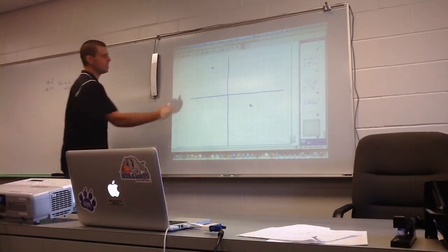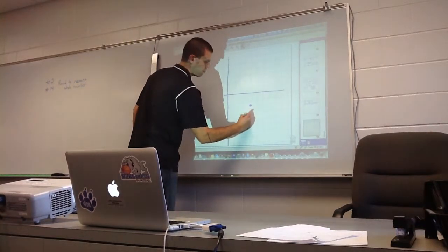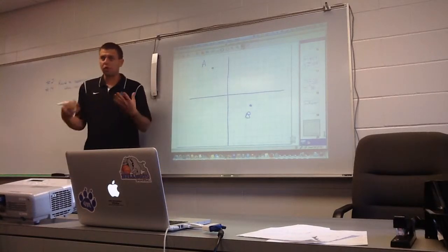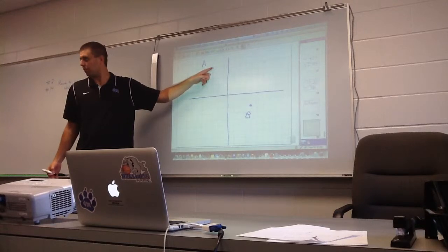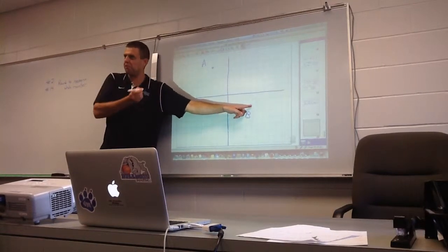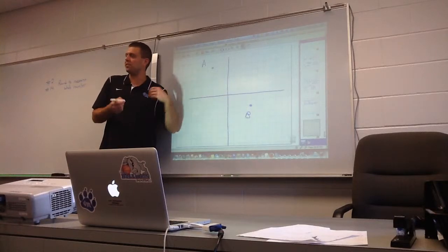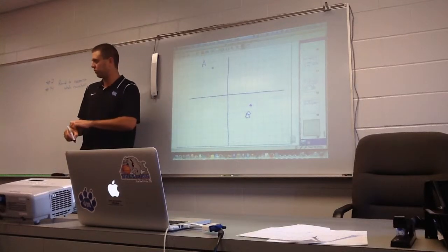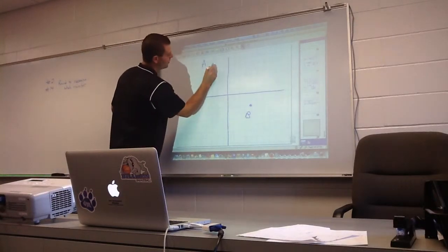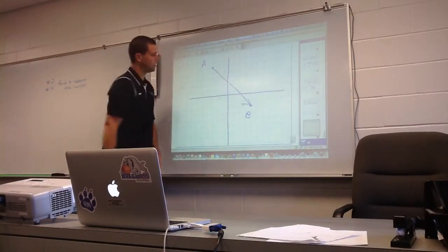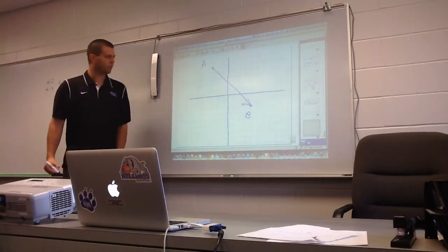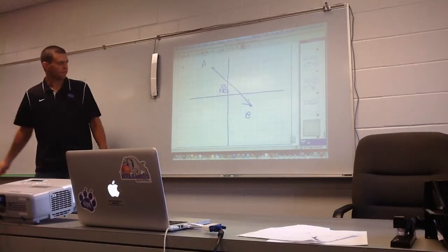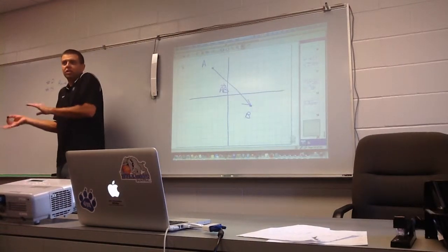Okay, so here's A, and here's B. So vector AB, I'm going to draw vector AB. This is my starting point, and then down here is where the end of my arrow is going to be. If it said vector BA, I would have started here and then put my arrow on this end. You guys with me on the difference there? So right there, that is vector AB. It's a vector that starts at A, ends at B.